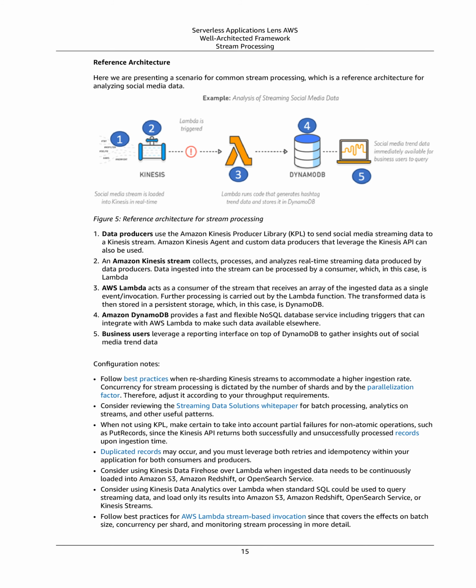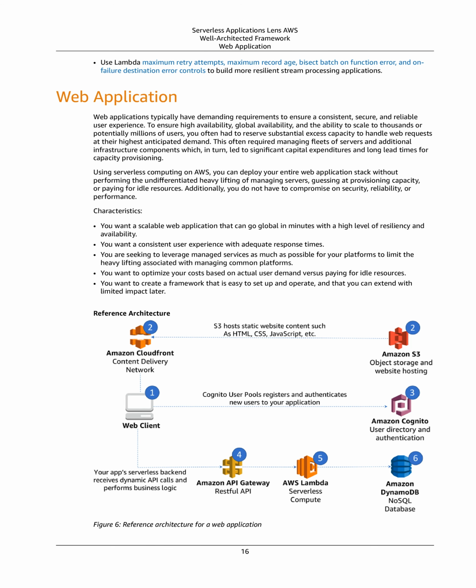Follow best practices for AWS Lambda stream-based invocation, since that covers the effects on batch size, concurrency per shard, and monitoring stream processing in more detail. Use Lambda maximum retry attempts, maximum record age, bisect batch on function error, and on failure destination error controls to build more resilient stream processing applications.